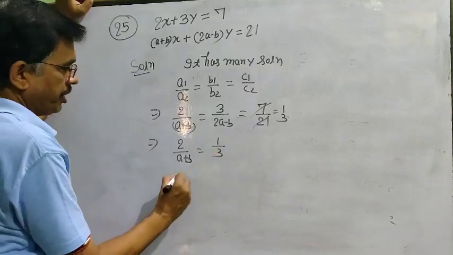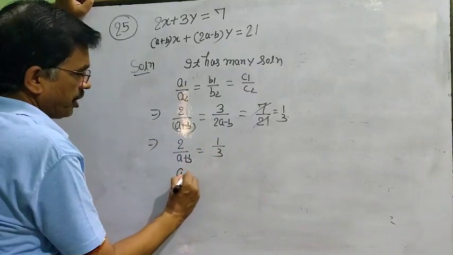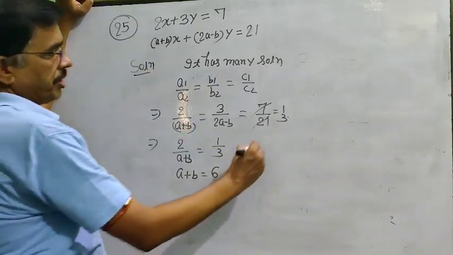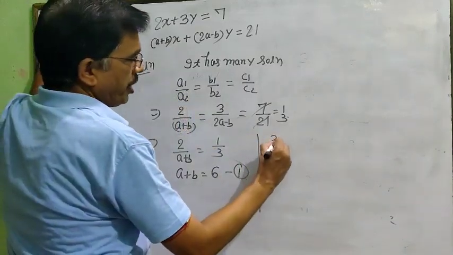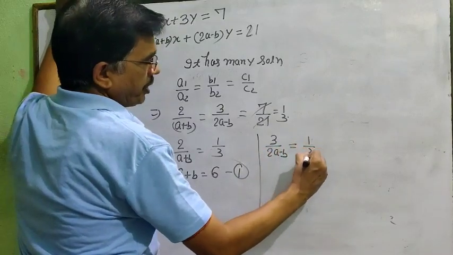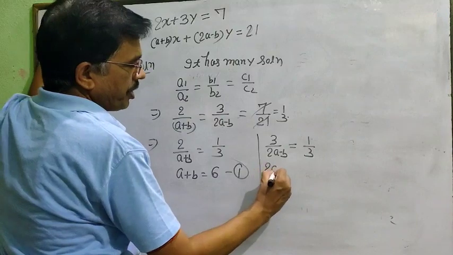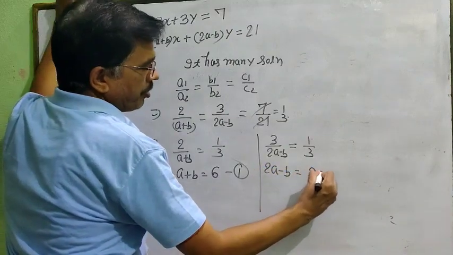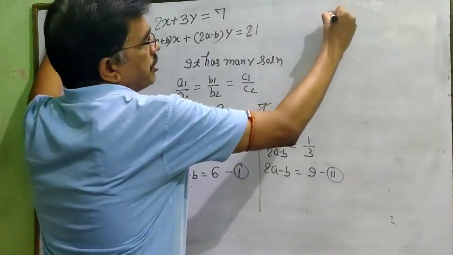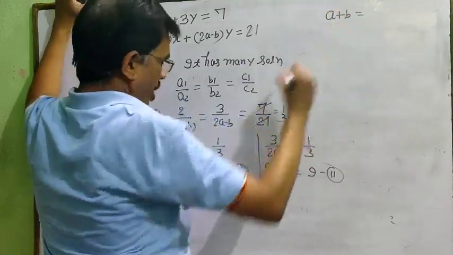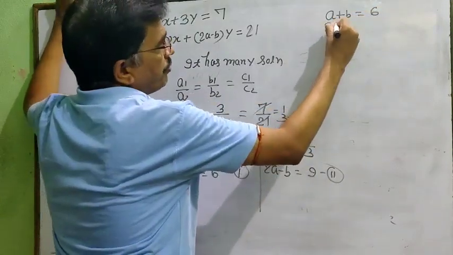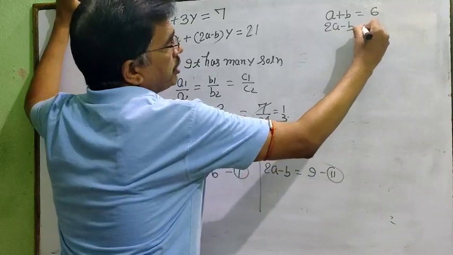So what you get? By cross multiplication, a plus b is equal to 6. This is the first equation. Similarly, you write 3 and 2a minus b is equal to 1 by 3. By cross multiplication you get 2a minus b is equal to 9. This is the second equation. Now both are linear equations of two variables: a plus b is equal to 6 and 2a minus b is equal to 9.